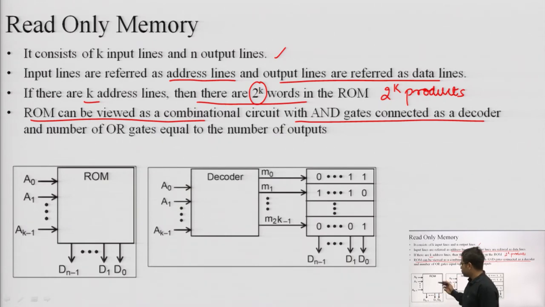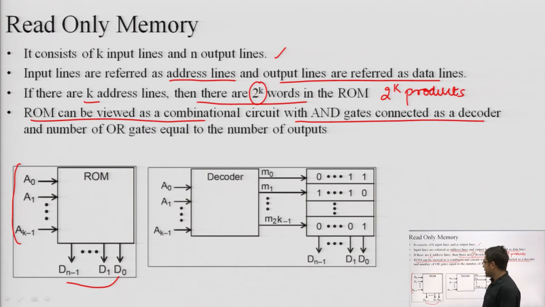So this is the outer structure: there are k address lines and n data lines. And what is the internal structure? This can be further broken down like this. There are k address lines, and these k address lines will enter a decoder, which will have 2 raised to power k AND gates.